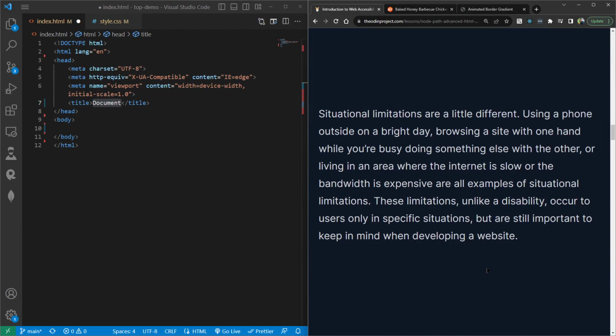Situational limitations are a little different. With this, we are trying to be more empathetic to other users. So that is something we would want to learn and put into our web applications. Using a phone outside on a bright day, browsing a site with one hand while you are busy doing something else with the other, or living in an area where the internet is slow or the bandwidth is expensive are all examples of situational limitations. These limitations, unlike a disability, occur to users only in specific situations, but are still important to keep in mind when developing a website or application.